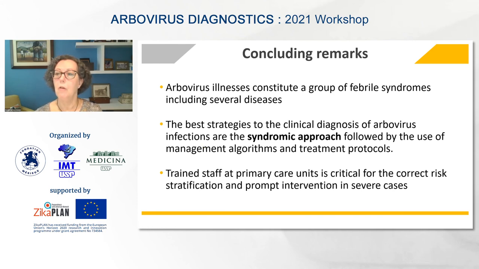The syndromic approach followed by the use of management algorithms, as I showed here, and starting treatment protocols, which is the risk assessment, and start taking the other laboratory exams and start hydration and symptomatics until the definition of the case by the specific diagnosis. And of course, for all these reasons, a trained staff at primary care units is critical for the correct risk stratification and prompt intervention in severe cases, and in mild and moderate cases also, to better conduct the case to the specific diagnosis.